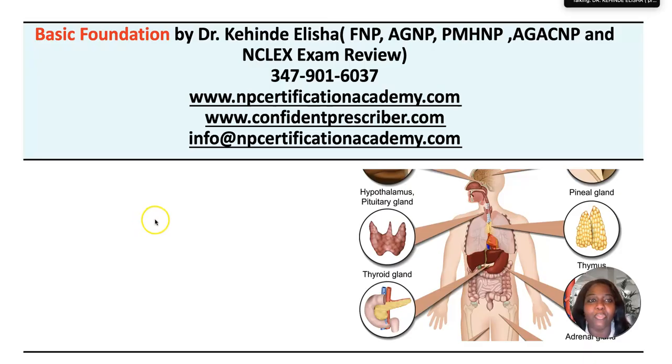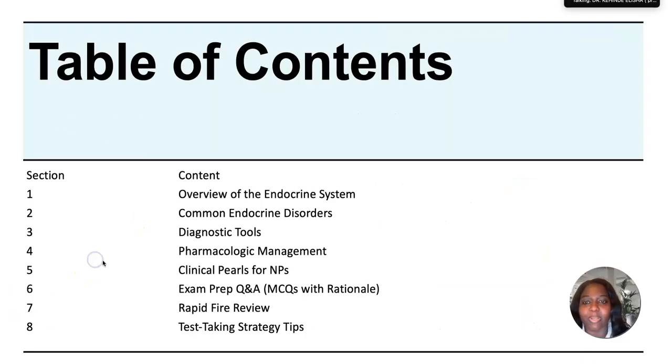Today we're going to be jumping into the endocrine system. Once we're done with this, we're going to move to the next body system according to the schedule. So what is the content that we're going to be going through today for the most part? We're going to do an overview of the endocrine system just to bring in the concepts. There's a lot of concepts on the endocrine system. We're going to see how we can remember all of that.